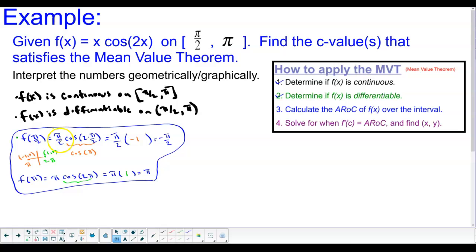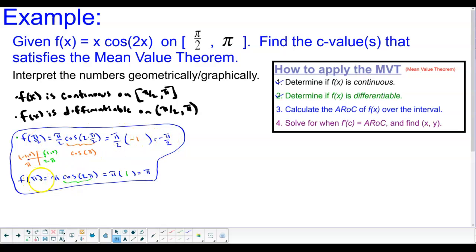Alright, so when I plug pi over 2 in, I get pi over 2 times cosine of 2 times pi over 2. Well, the 2's cancel out. That's really just cosine of pi. Think of your unit circle. Cosine is the x value. So my value here, cosine of pi, is -1. And -1 times pi over 2 is -pi over 2. So there's my x value, here's my y.